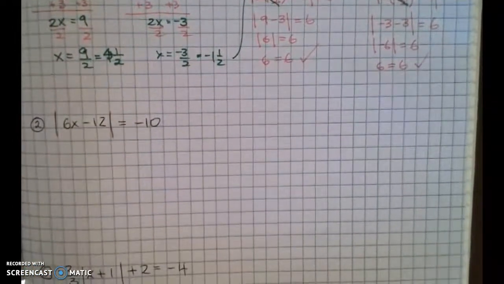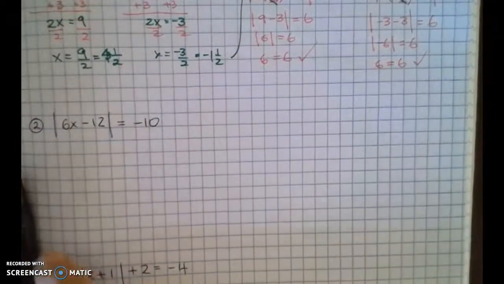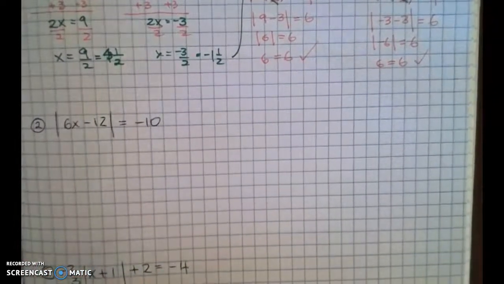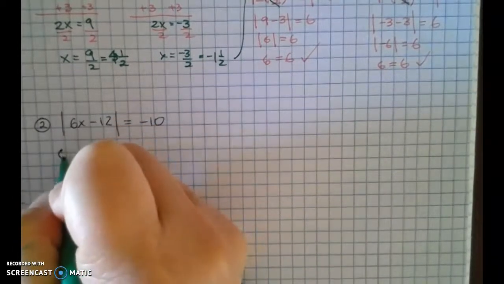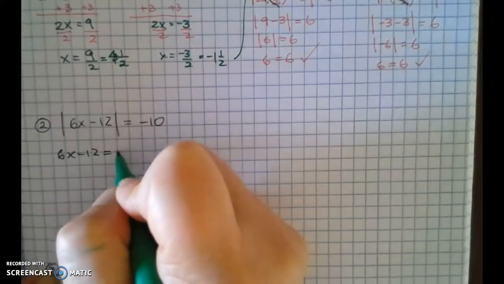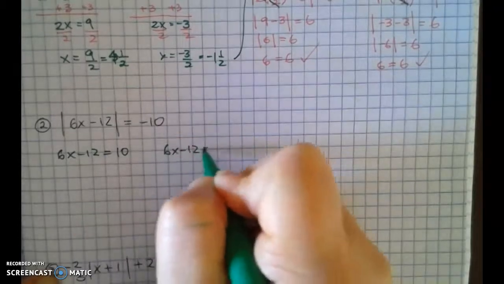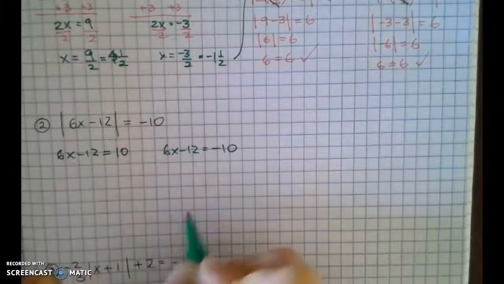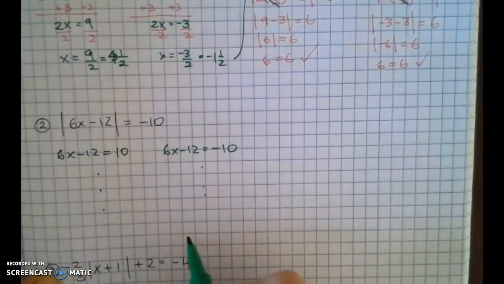Let's try the next problem. Absolute value of 6x minus 12 is equal to negative 10. I know some of you are doing this. Okay, so it can be positive or negative. So I'm going to go to 6x minus 12, could be the positive version of it, so that's going to be 10, or 6x minus 12 is going to be negative 10. And then from here, you're solving and then finding the two values.